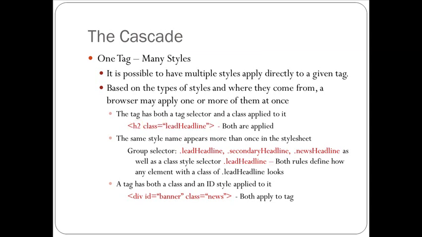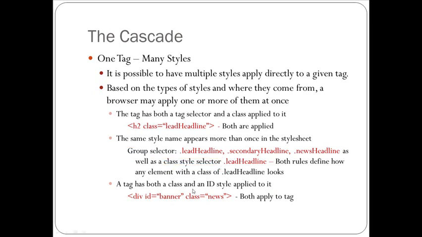The style name could appear more than once in a style sheet. So there could be a group selector that styles the lead headline, secondary headline, and news headline, and there could be a class style selector as well for the lead headline. Both rules define how any element with a class of lead headline looks. So it would get its styling both from the group selector as well as the class selector.